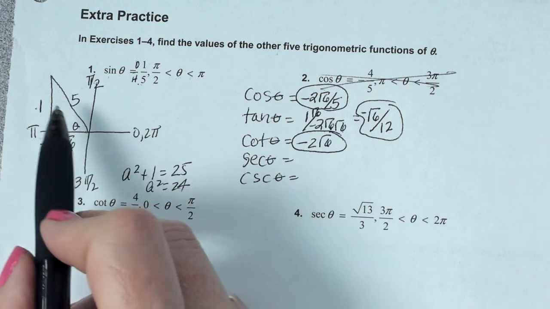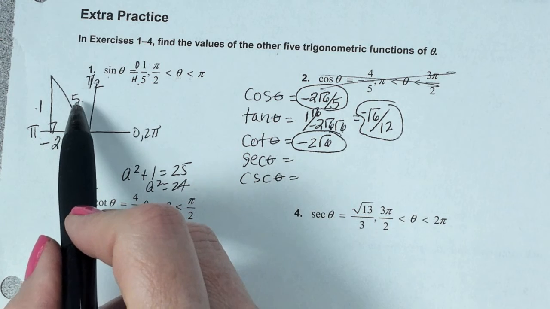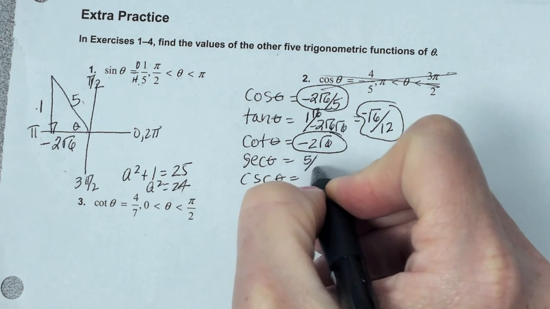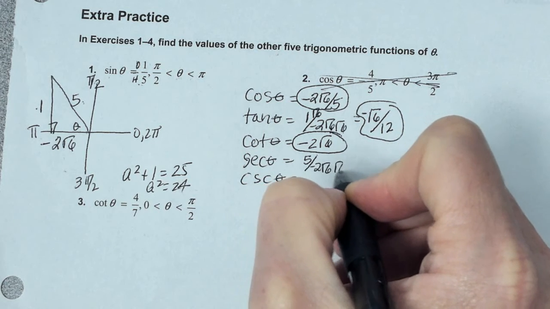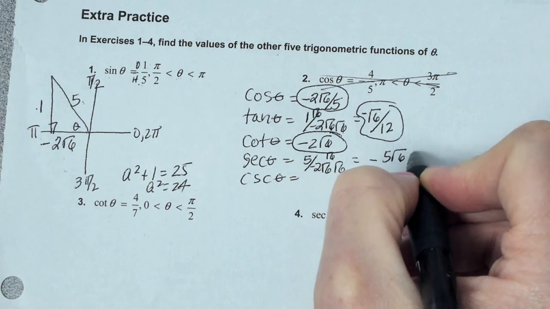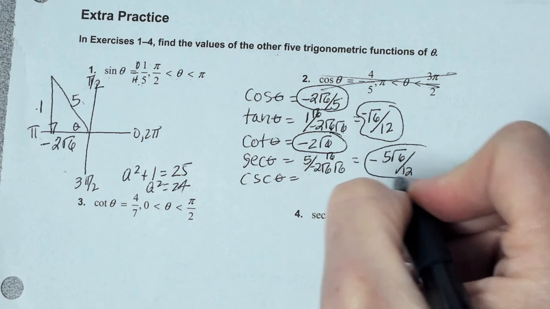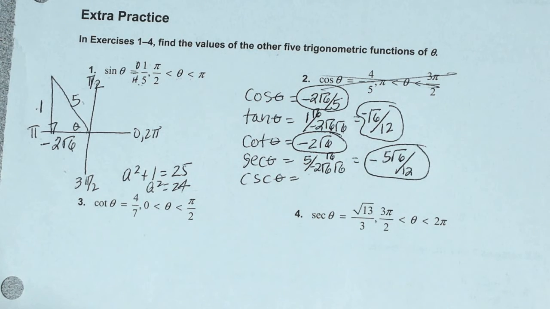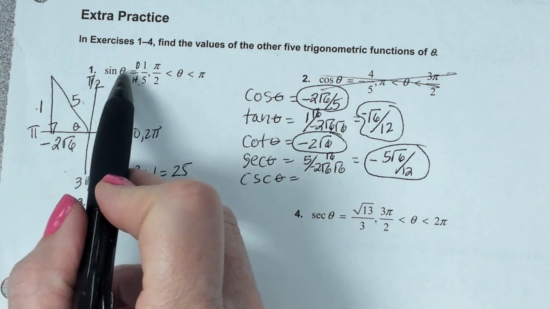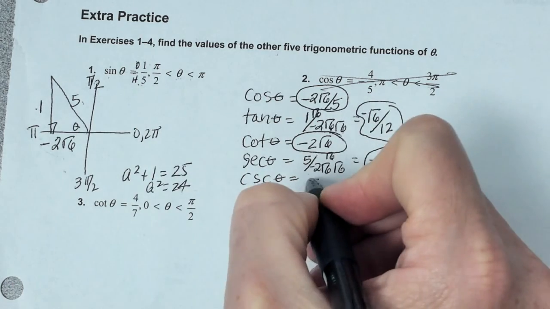For the secant, that's the reciprocal of cosine. Or I can just look here and do hypotenuse over adjacent. And then rationalize it. So we get negative 5 radical 6 over 6 times 2 is 12. And then lastly, for the cosecant, well, that's just going to be the reciprocal of sine, so I'm not even going to bother looking at the triangle. The reciprocal of 1/5 is going to be 5.